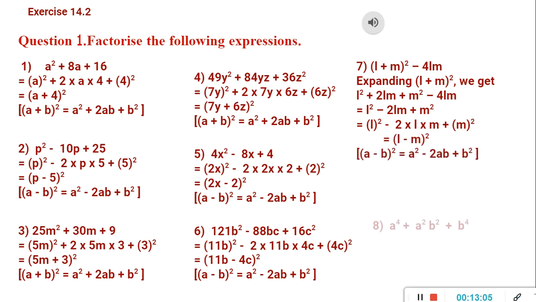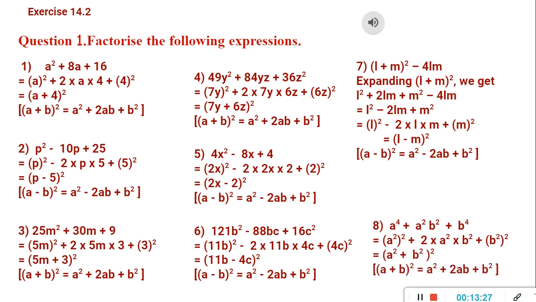Now last one, a raised to 4 plus a square b square plus b raised to 4. So here a raised to 4 we can write as a square whole square, and b raised to 4 we can write as b square whole square, right? So in between sign plus. So a plus b whole square, first identity. So what is the answer? A square plus b square whole square. That is the factor form. Clear?